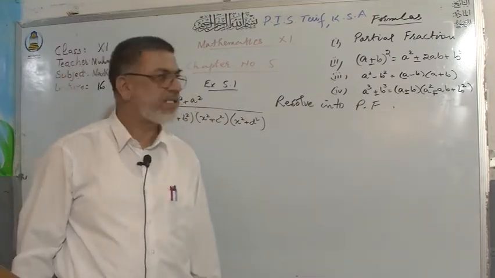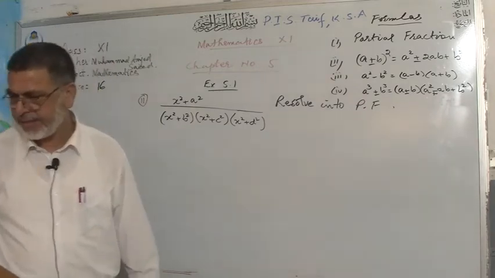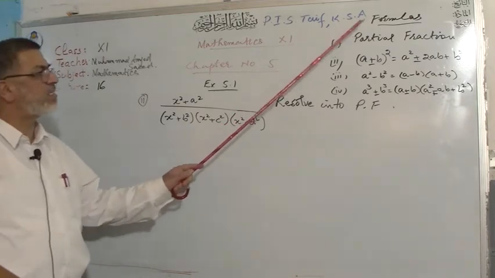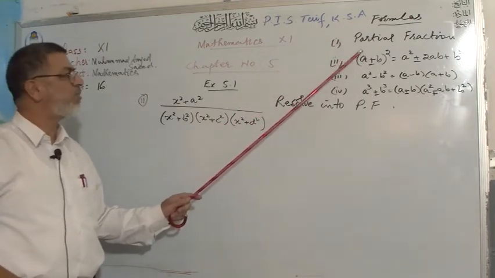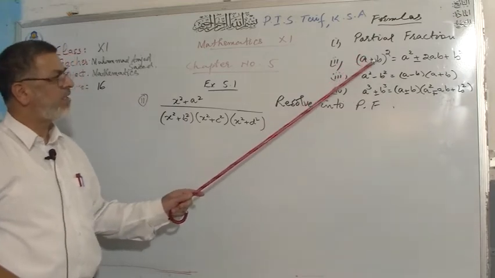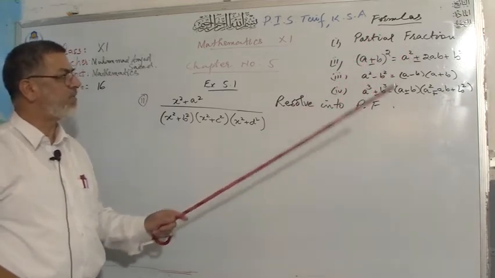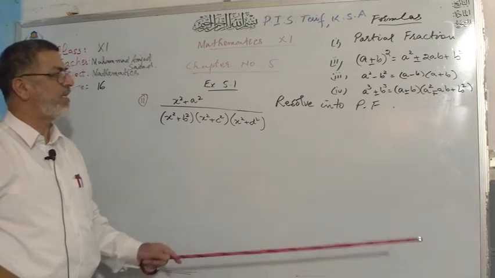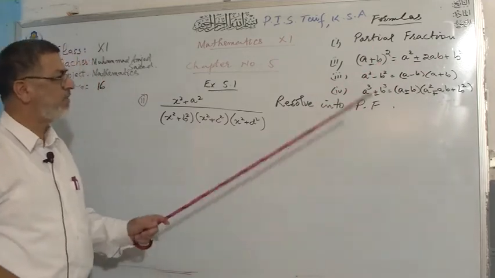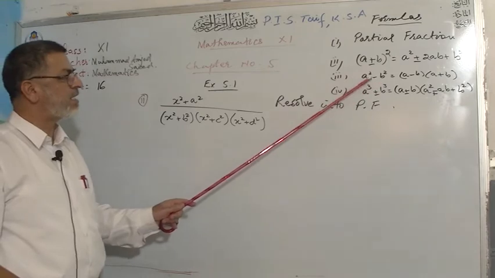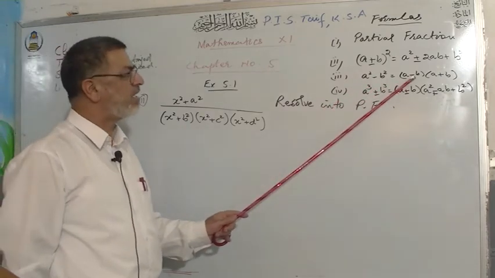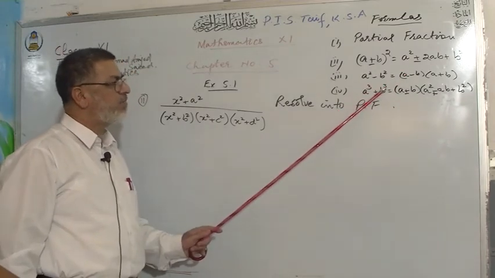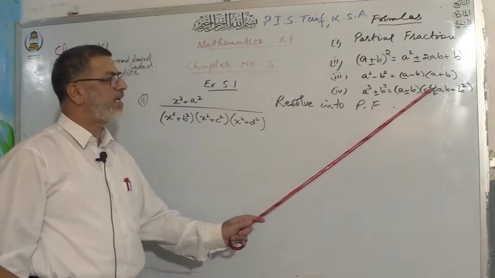Here is exercise 5.1 and the related formulas. First of all, the basic concept is partial fraction. Second, we have to apply the formulas of square with positive sign: 2ab will have positive sign, and if there is a negative sign here, then 2ab will have negative sign. Square term will always be positive. Similarly, we have the formula a square minus b square, that can be written as one time positive, once negative. Similarly, a cube plus b cube, we have a plus b and a square minus ab plus b square.